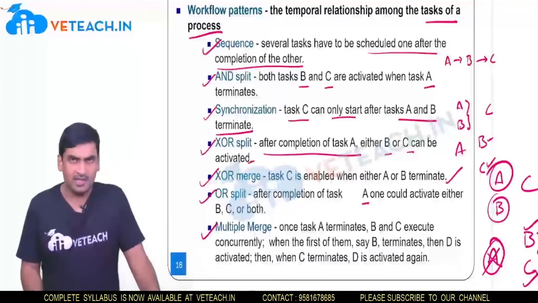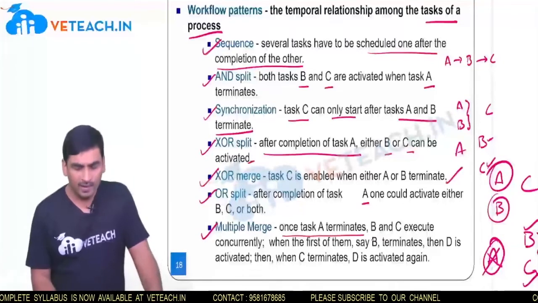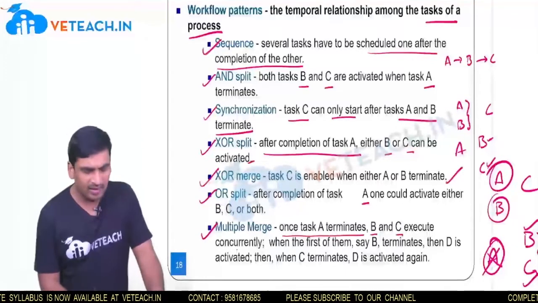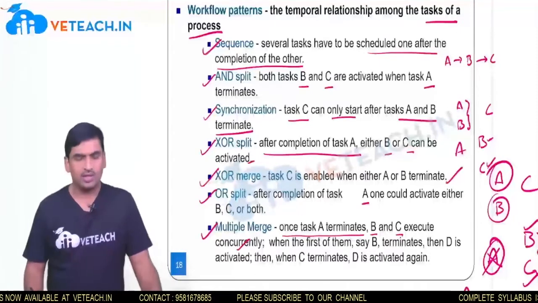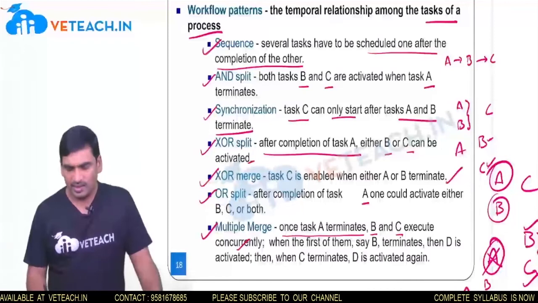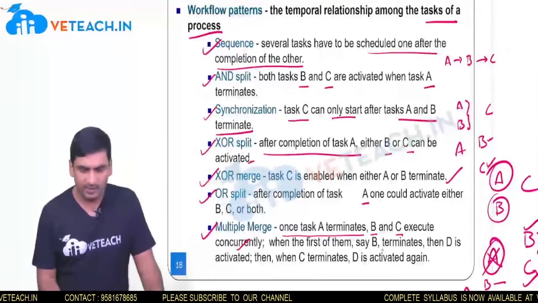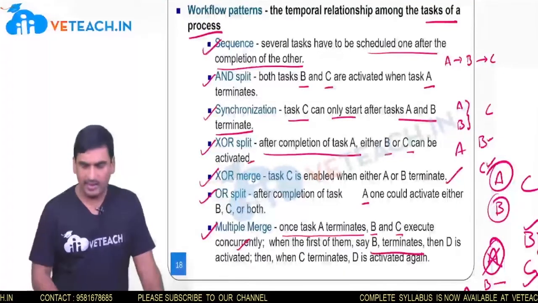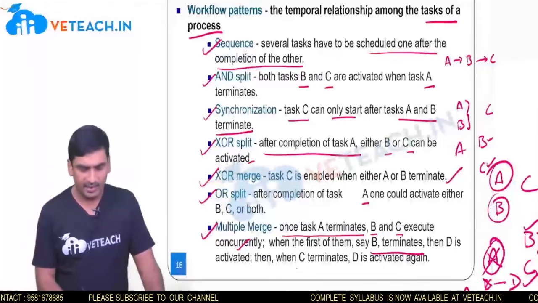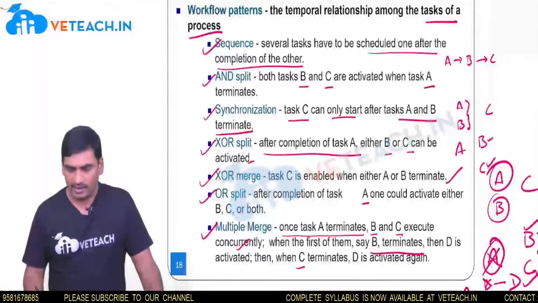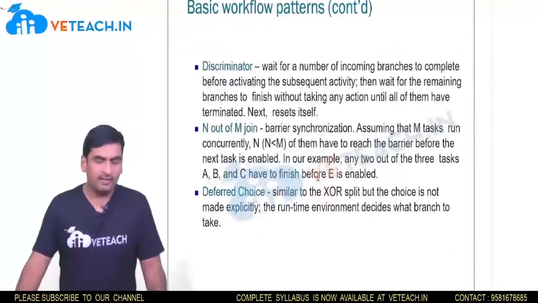Then multiple merge. Once task A is terminated, B and C execute concurrently or in parallel. So once A gets stopped, B and C will execute in parallel. When the first of them, say B, terminates, then D gets activated. When C gets terminated, D gets activated again.